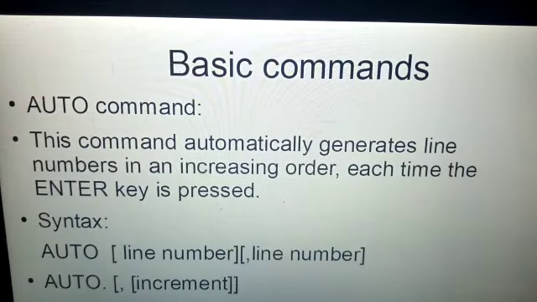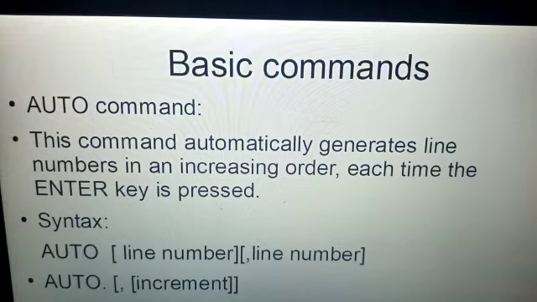The next one is basic commands. This is the new topic of chapter number 2. First of all, here is the AUTO command. This command automatically generates line numbers in increasing order while you are creating the program in GW-BASIC. Each time you simply have to press the Enter key.